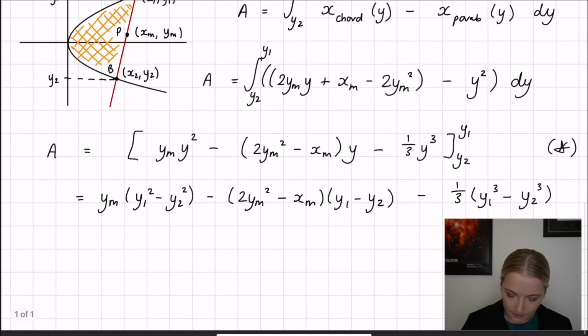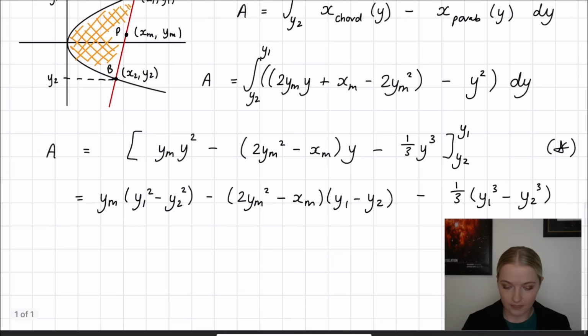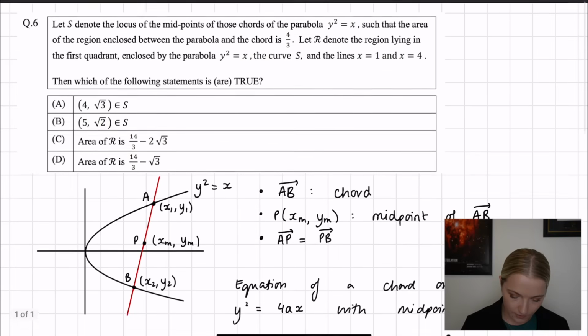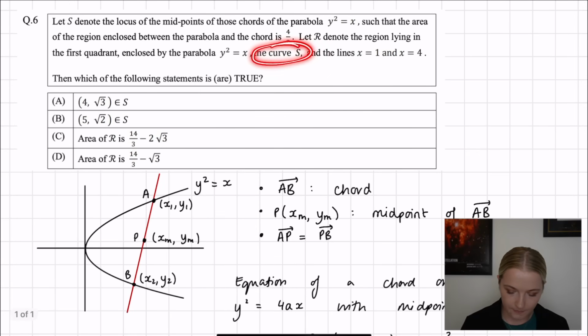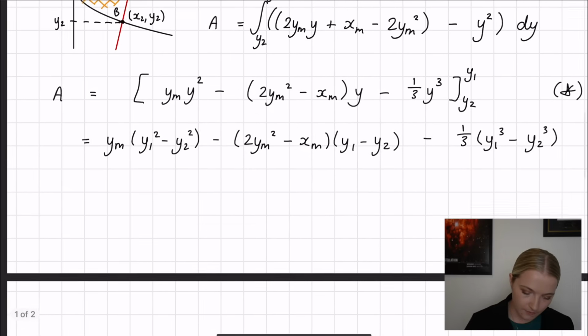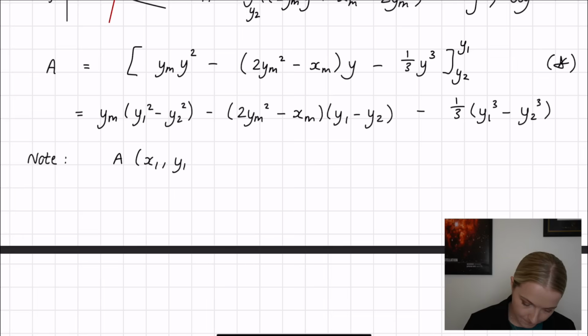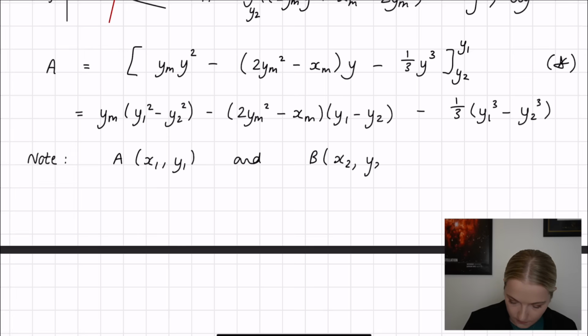Now, we need to essentially reduce this in terms of some other values, and then we can use that to evaluate the expression and get a new equation for, what do we want the equation for? We'd want it for the curve S. Okay, so we can now use some things. We know that we have A, which is x1, y1, and B, which is x2, y2.